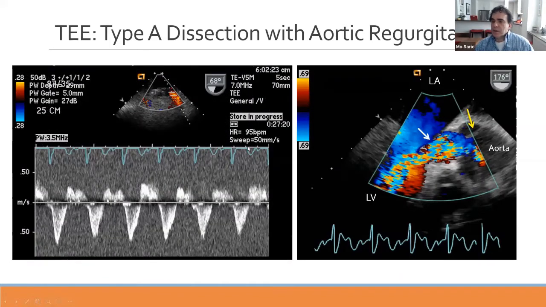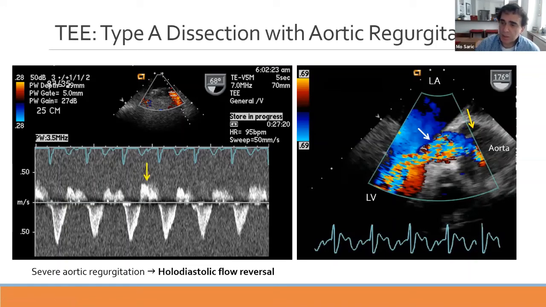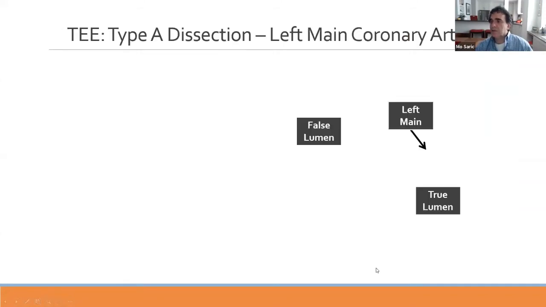On a spectral Doppler of somebody with severe aortic regurgitation due to type A dissection, we may see holodiastolic flow reversal, which is characteristic of any severe aortic regurgitation, whether it's a type A dissection or not. So it's important to look at this holodiastolic reversal as a sign of severe aortic regurgitation.